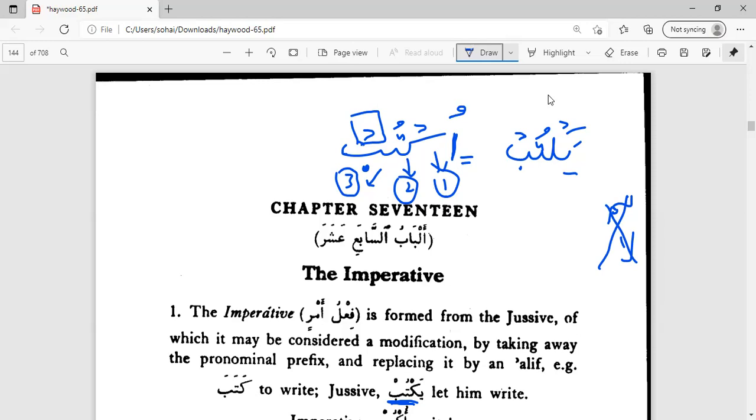It becomes uktub. It means you write. So you could say this was taktub if you want to. So it becomes uktub, write. So you're telling the person in front of you, uktub, write, singular.